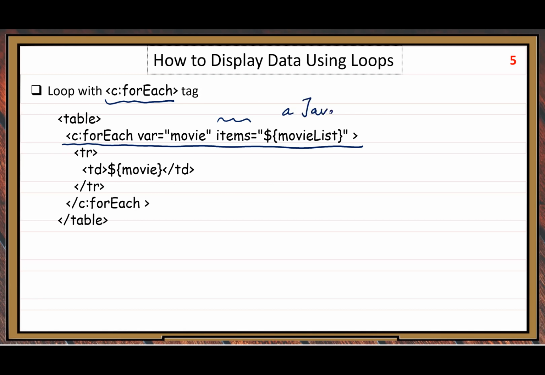Okay, so it is a Java list object. The whole list is one object, but it contains multiple data items. That's a list object. All right. So we use EL. That list should be available under this name, movieList, the name for that list object. Okay. It is prepared somewhere.